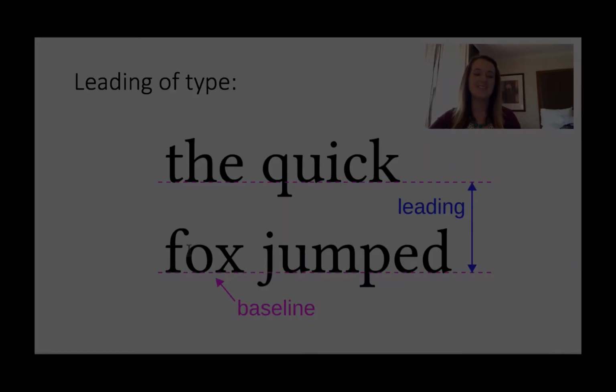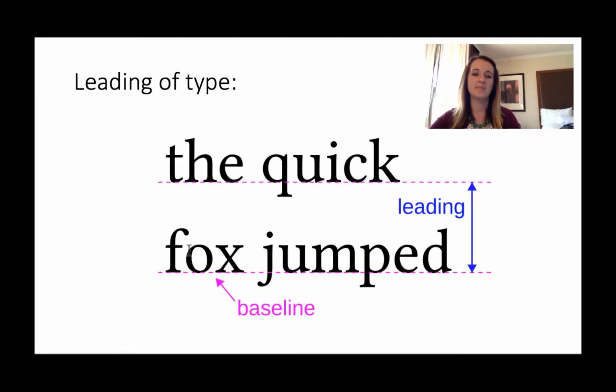All right. Next we need to talk about spacing. When you space in between lines of type, that's called leading. Sometimes you'll hear graphic designers say that you need to adjust the leading in between your type.